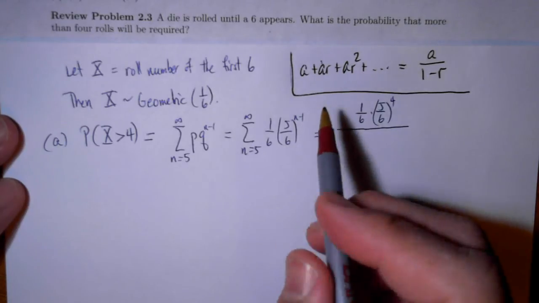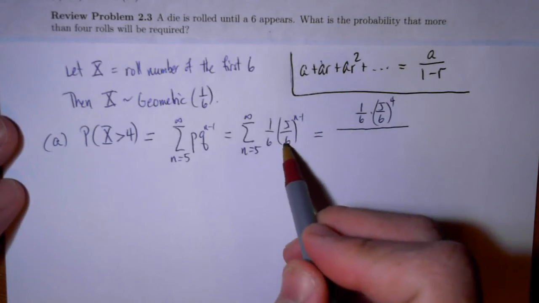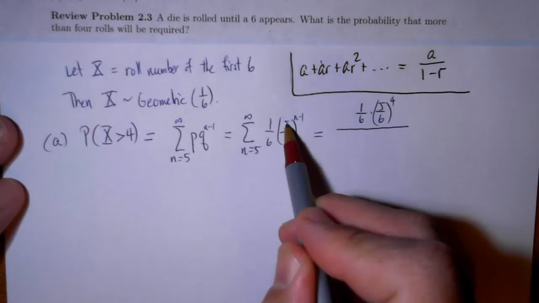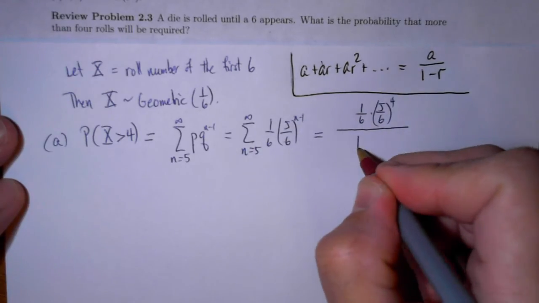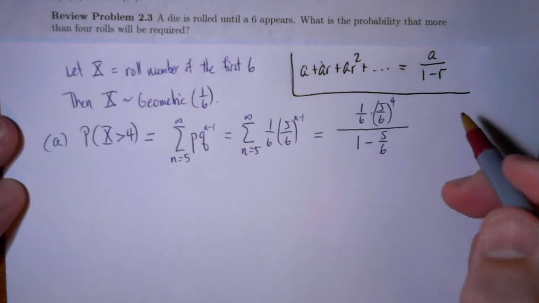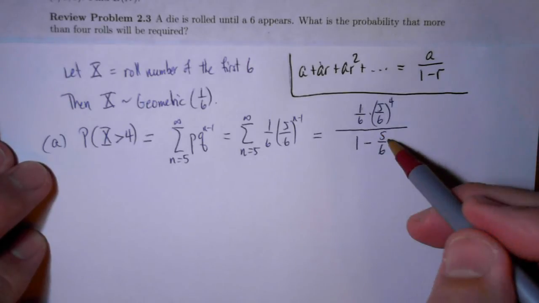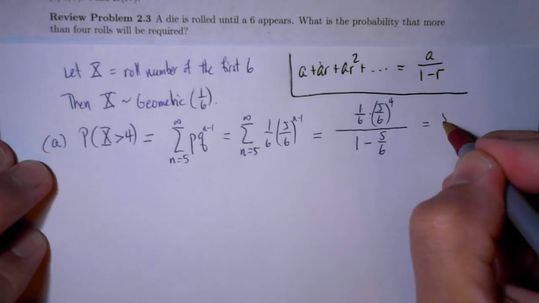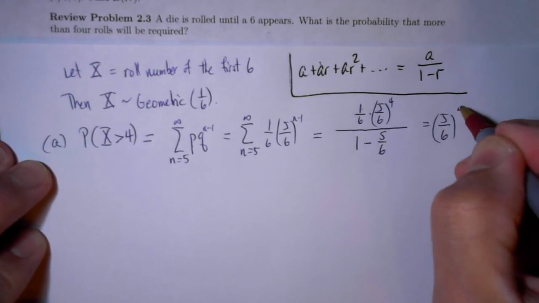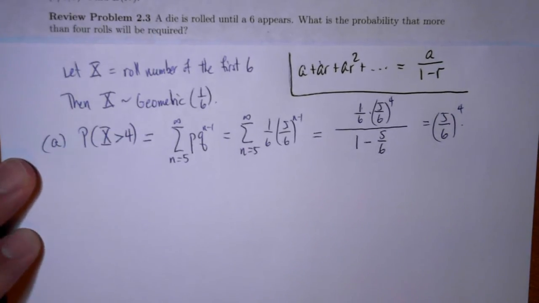Okay, now the common ratio is 5/6. When you go from one term to the next, you're multiplying by an extra 5/6. So 1 minus 5/6. And so we get 1/6 divided by 1/6, and those cancel, so we get 5/6 to the 4th. And so that's the answer.